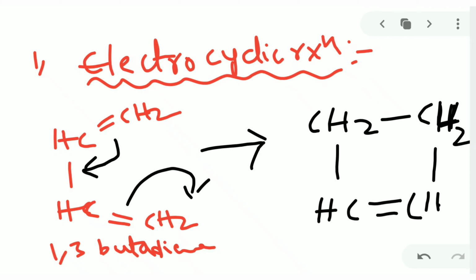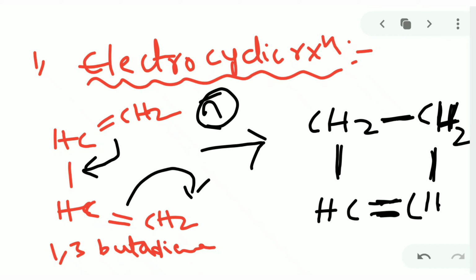This is the product of the electrocyclic reaction. This is one of the concepts: when pi electrons are transferred, a sigma bond is formed, and one pi bond also forms. When the pi system is transformed, sigma bonds are formed and it gives a cyclic adduct. So this is a cyclic form.